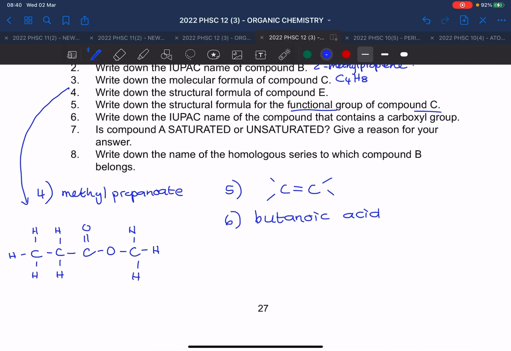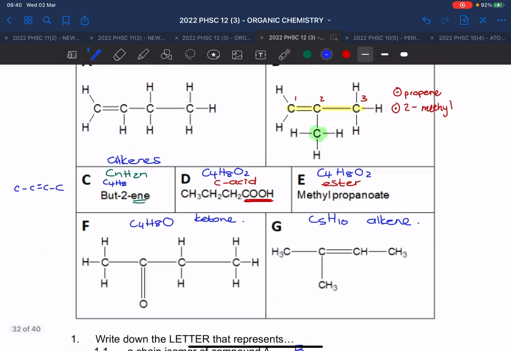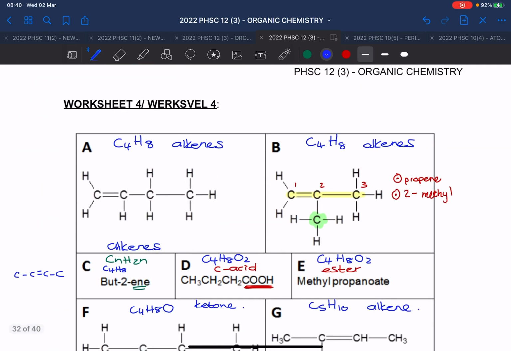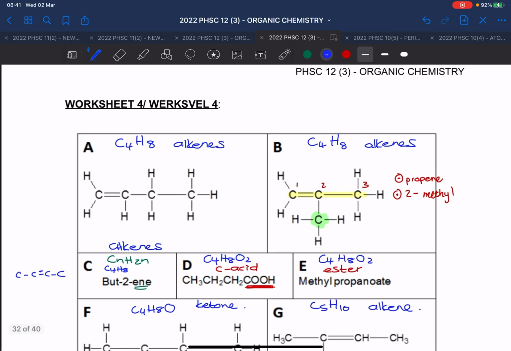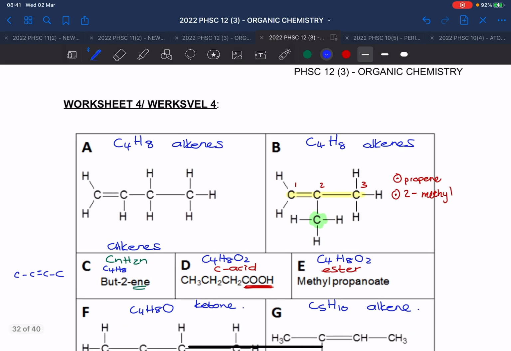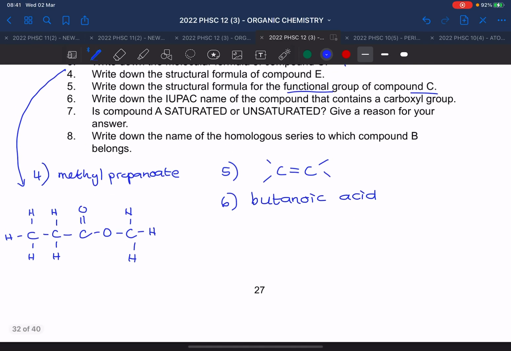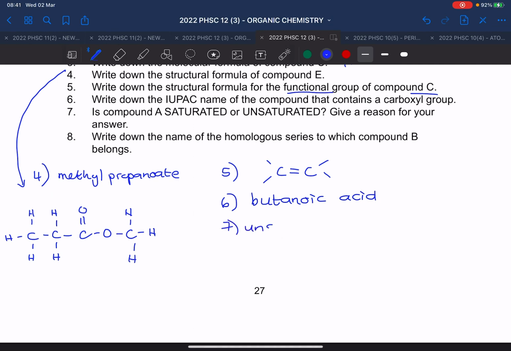Okay, question 7. Is compound A saturated or unsaturated? Give a reason for your answer. Yes? Yeah? A. Unsaturated. So you will have got your sweet. So it's unsaturated. Yeah. Then it's unsaturated.